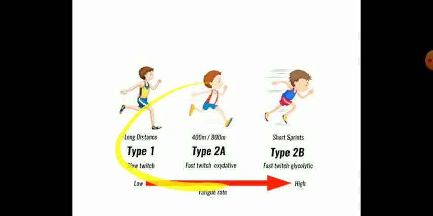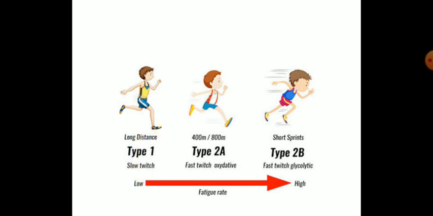So these are the three types of muscles which we can find in our human body: type 1, type 2A, and type 2B. Type 1 is also known as slow twitch. Basically, twitch relates to how fast our body will fatigue. So type 1 muscle has a very low fatigue rate, and type 2A has some fatigue rate, and type 2B has a high fatigue rate.